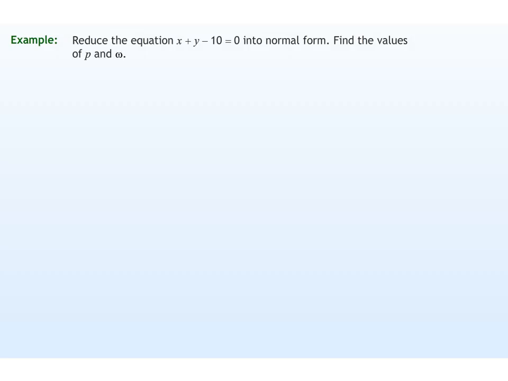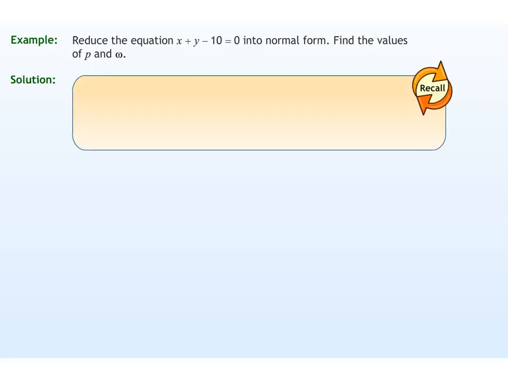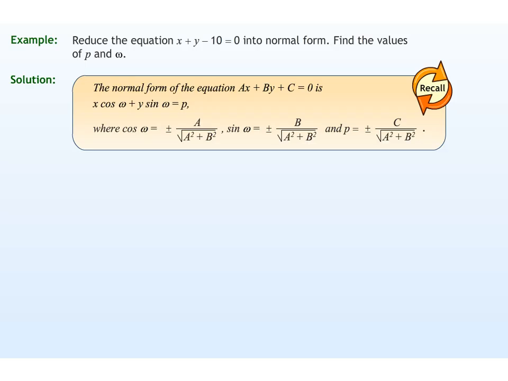Example: reduce the equation x plus y minus 10 equals 0 into normal form. Find the values of p and omega. Solution: we know that the normal form of the equation ax plus by plus c equals 0 is x cos omega plus y sin omega equals p, where cos omega equals plus minus a by square root of a square plus b square, sin omega equals plus minus b by square root of a square plus b square, and p equals plus minus c by square root of a square plus b square. Here a equals 1, b equals 1, and c equals minus 10.